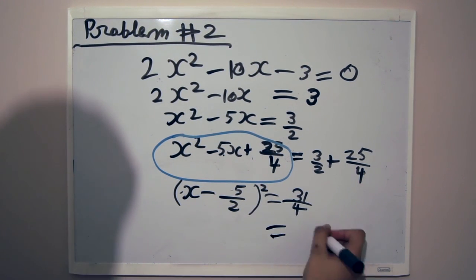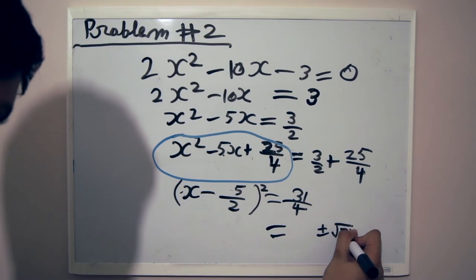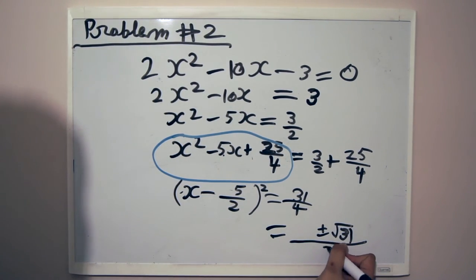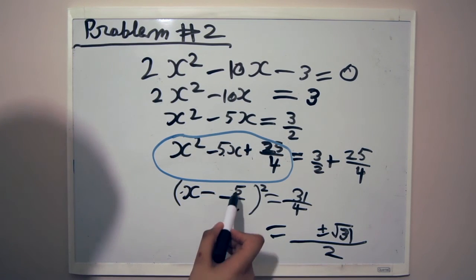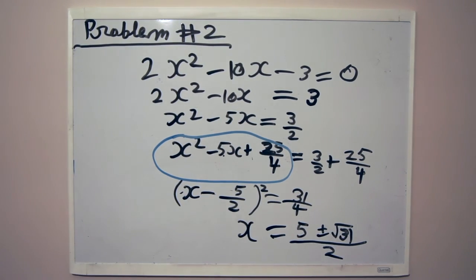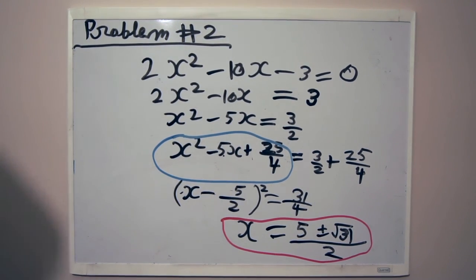Instead of writing out the whole last few steps, I've just given you the answer right away, which you should get, which is x is equal to 5 plus minus square root of 31 divided by 2.